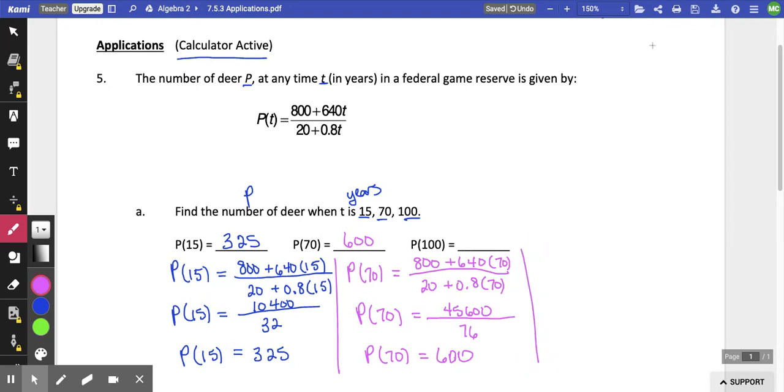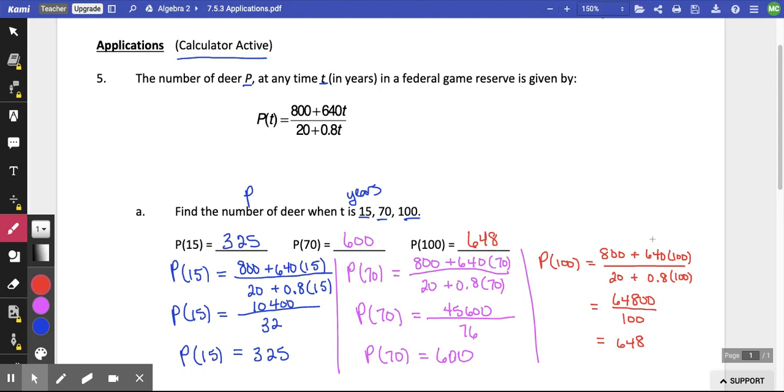Now would be a good time to pause the video and try that last one. Try P of 100, and then come back and see how you did. When you put in 100 in place of the T's, you should have gotten 648. So you would interpret that to mean that at time 100 years, the population of deer in the federal game reserve was 648.